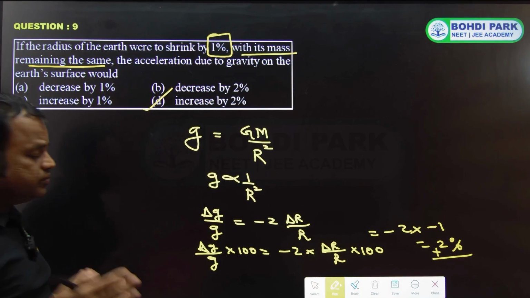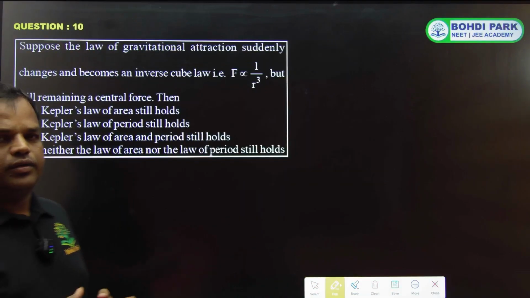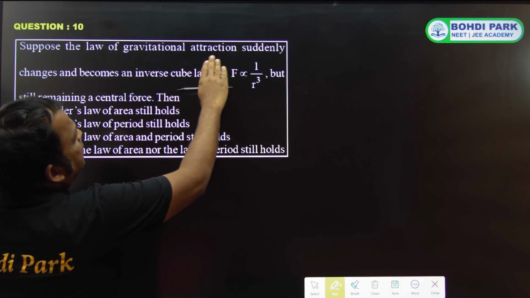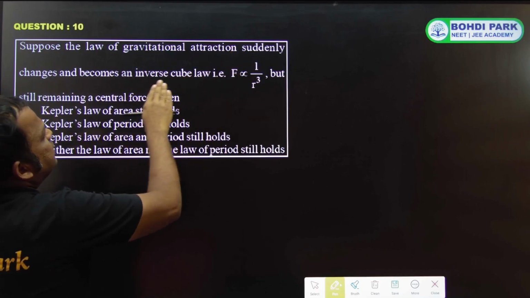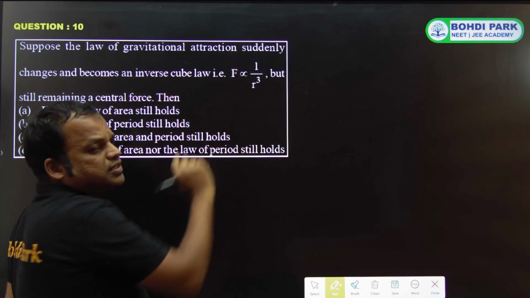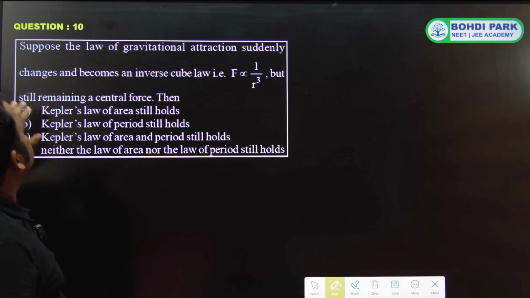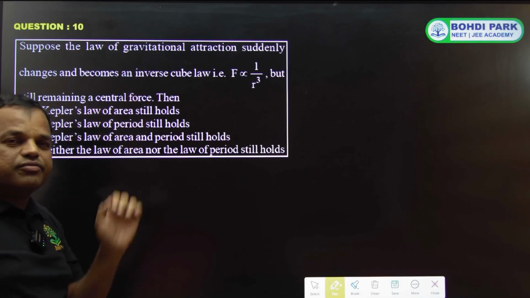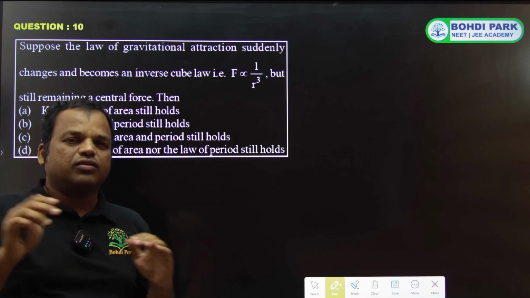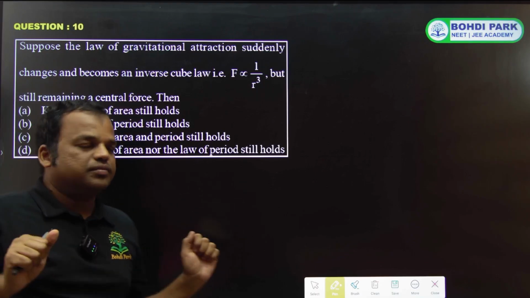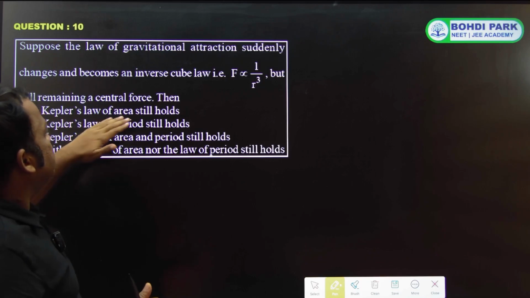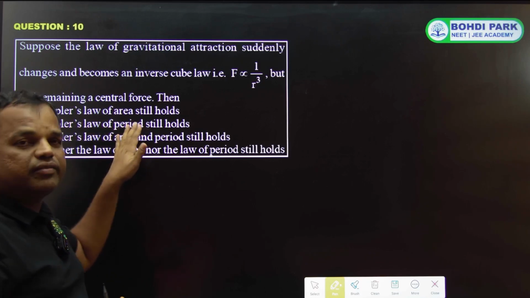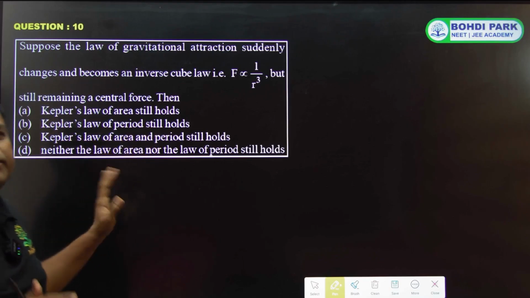Now next question. Now 10th question, we have, suppose the law of gravitation attraction suddenly changes and becomes inverse cube law, i.e. F is inversely proportional to R cube. Then still remaining the central forces. Force is central force. Central force means the force acts along the line joining masses. So we have to find whether law of area will hold, or the law of period will hold, or both will hold, or both will not hold.